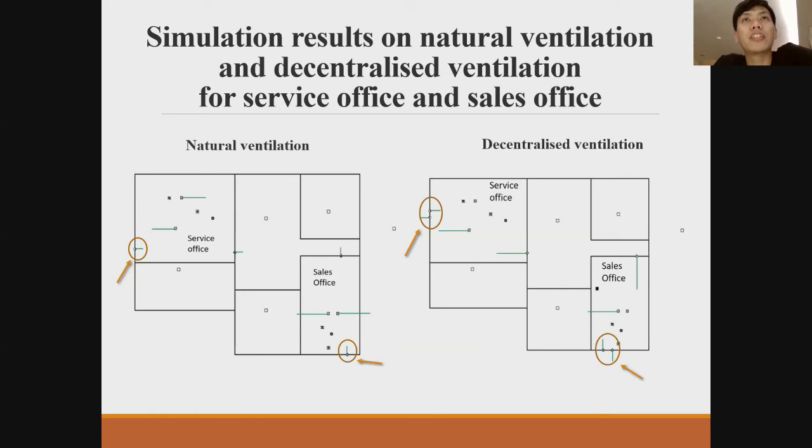And here is the simulation result for natural ventilation and decentralized ventilation for the service office and sales office. For natural ventilation, as you can see, I circled that. I represent that as an opening window that has flow from ambient into the office.